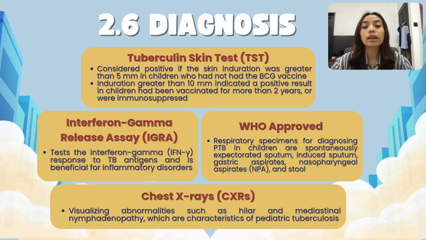So now I'm going to explain about the diagnosis of TB in children. The diagnosis of pulmonary tuberculosis in children is complicated since childhood TB is paucibacillary, symptoms are ambiguous, and in the early stages of disease, up to 50% of children can be asymptomatic.